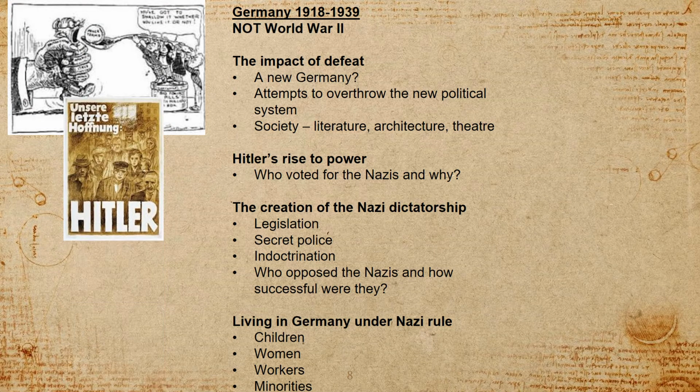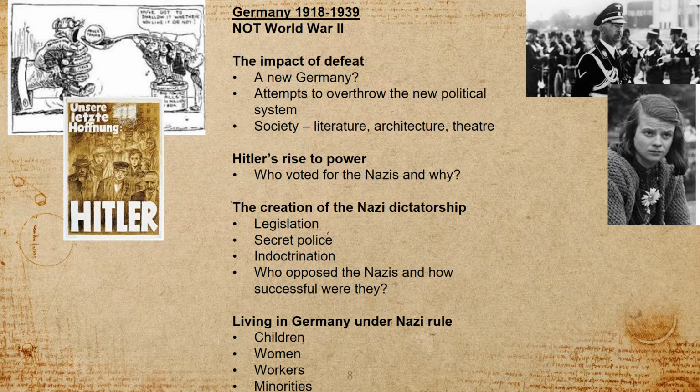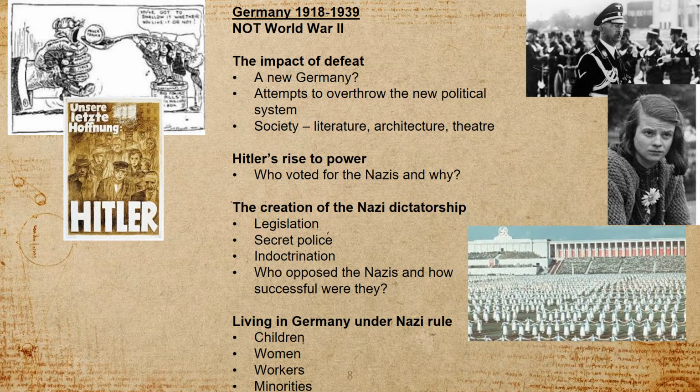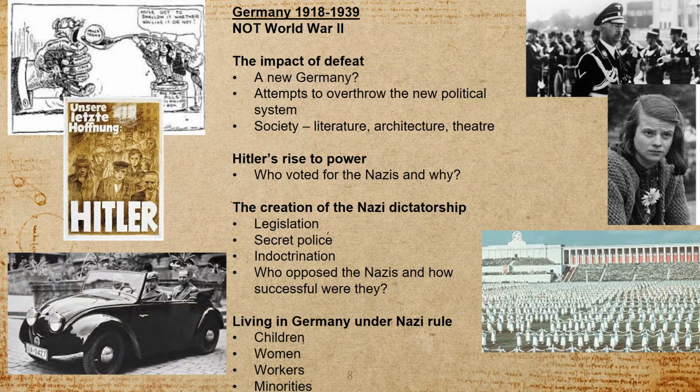We look at who voted for the Nazis, why they voted for them. We look at the creation of the Nazi dictatorship, new laws that were passed, the secret police, indoctrination and who opposed the Nazis and why. And interestingly, many of the opponents were not a great deal older than you. We look at living under Nazi rule, the experience of children, women, workers and minority groups.